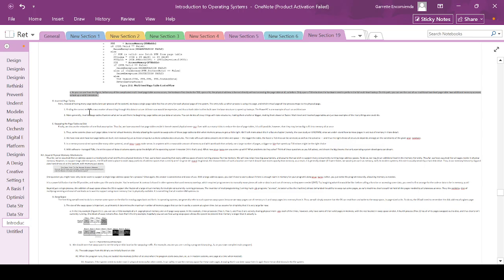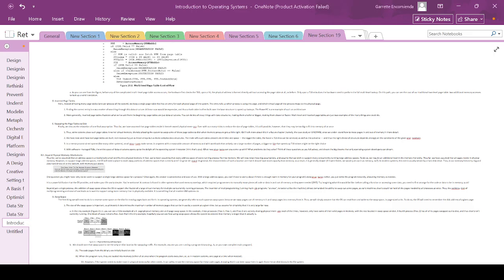Inverted page table. So here, instead of having many page tables, one per process of the system, we keep a single page table that has an entry for each page of the system. The entry tells us which process is using this page and which virtual page of the process is using the physical page. So that's an even more extreme space saving in the world of page tables.